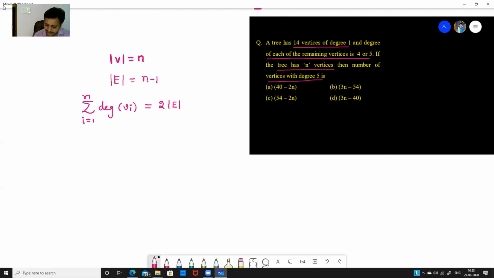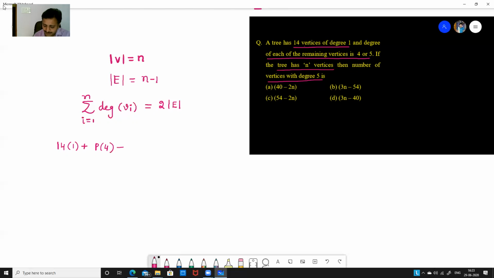Now degree of all vertices: 14 vertices of degree 1, right? Therefore, 14 vertices of degree 1 plus, out of n, 14 already over. Remaining how many? N minus 14, right? Degree of each of the remaining vertices is 4 or 5. Suppose p number of vertices are having degree 4. Then p number of vertices are having degree 4, right?